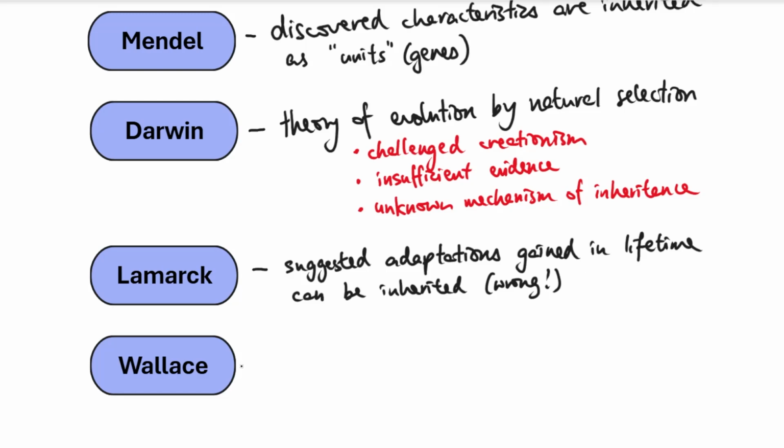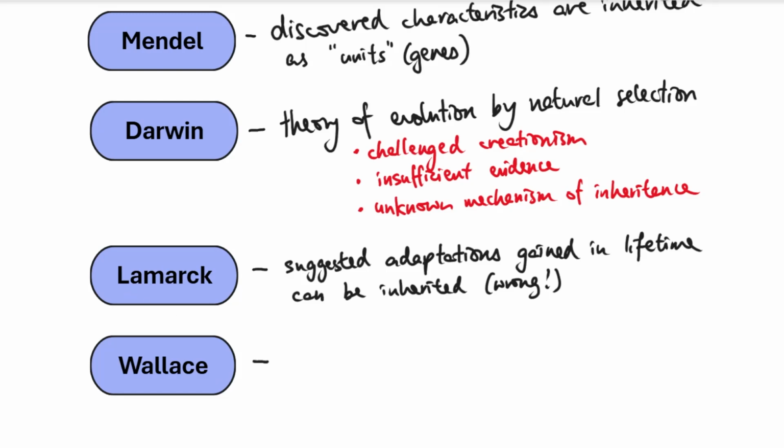Now Wallace, interestingly, actually worked out the same theory of evolution as Darwin. He also thought that evolution happened by natural selection, but Darwin actually proposed that theory before Wallace, so that's why he was a bit more famous in this aspect. However, Wallace continued working alongside Darwin to almost help him gather more evidence to support the theory of evolution by natural selection.